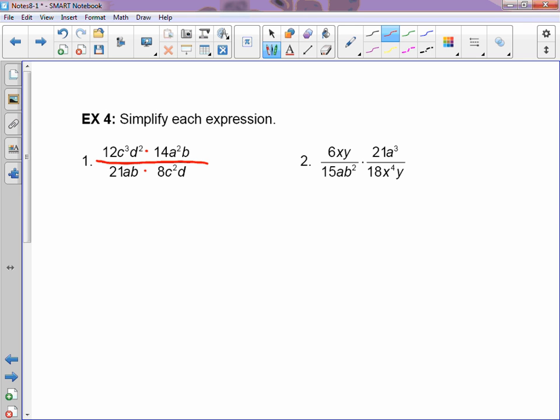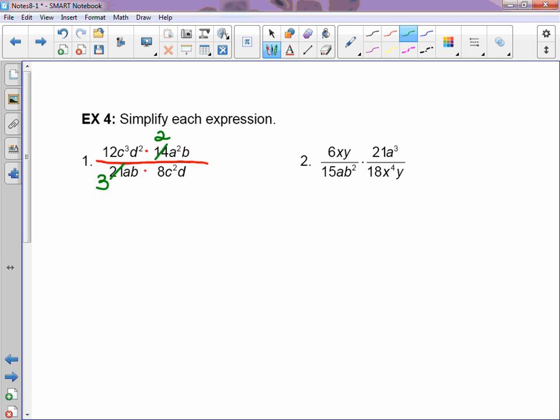For instance, I know you said you wanted to do variables first, but I see that 21 and 14 both have a factor of 7. That's a lot more noticeable in here than if I multiply the 12 and the 14 together, and multiply the 21 and the 8 together. So I could go ahead and simplify things, and that would be 3, and that would be 2. Doesn't matter where you start.